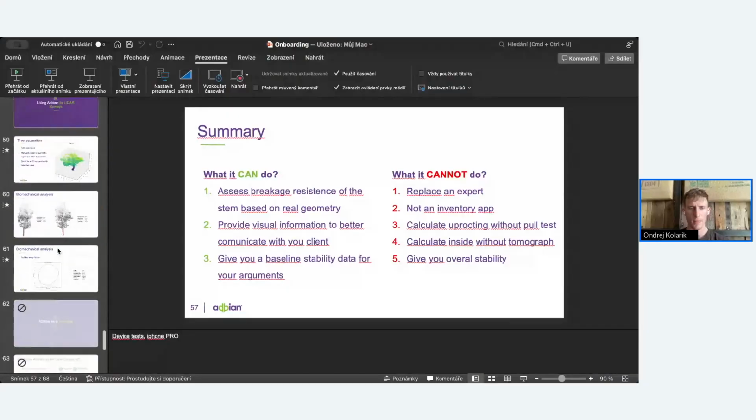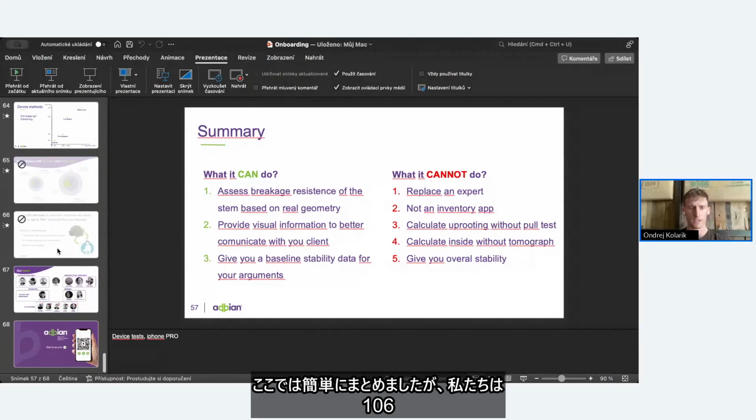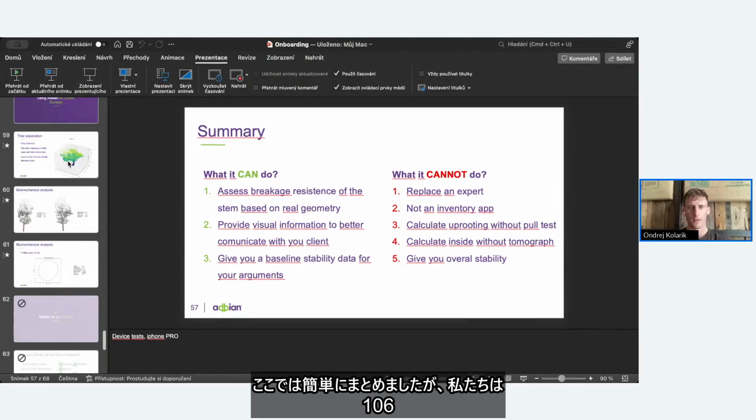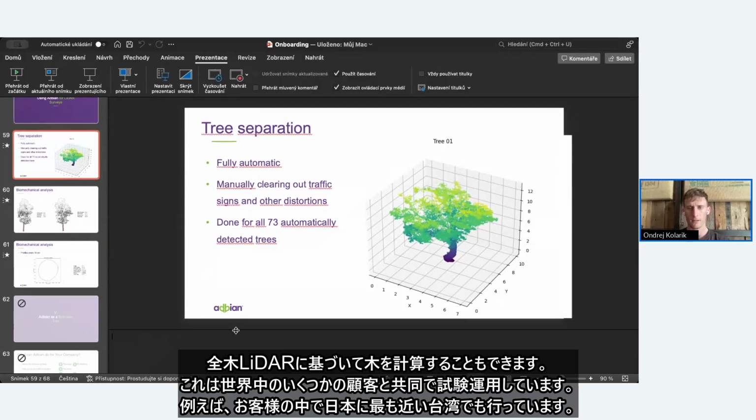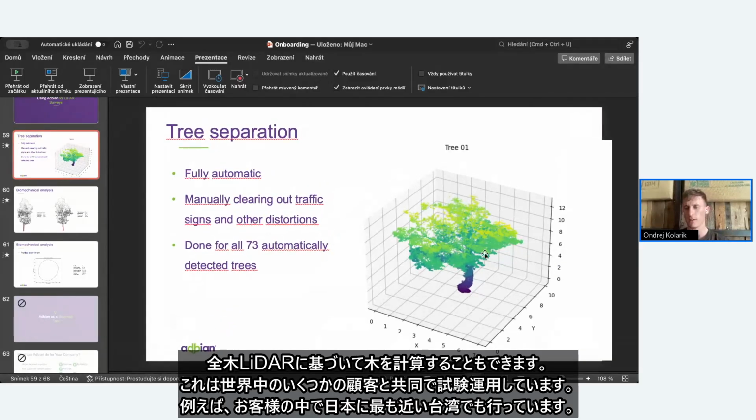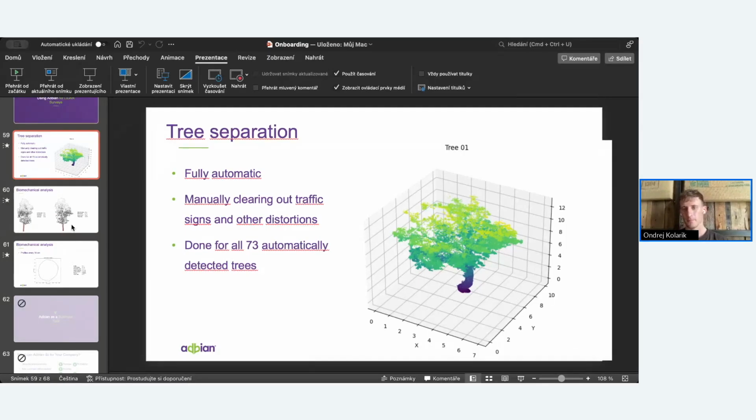So back to my presentation, and I have here just a summary that we can also calculate the tree based on whole-tree lidars, which we are piloting with several of our customers all over the world. For example, in Taiwan, which is closest to Japan from our customers.